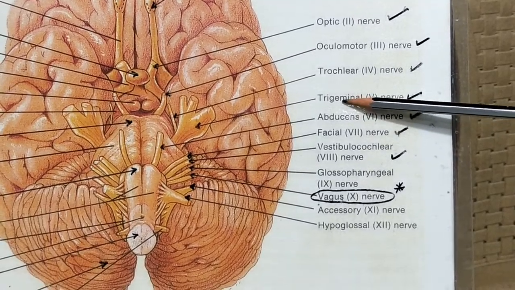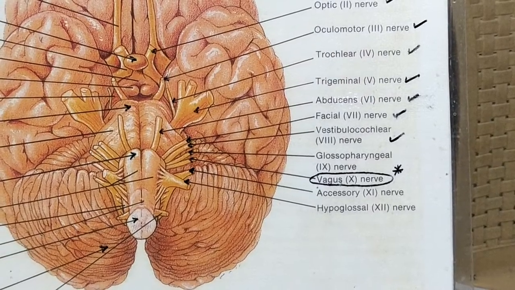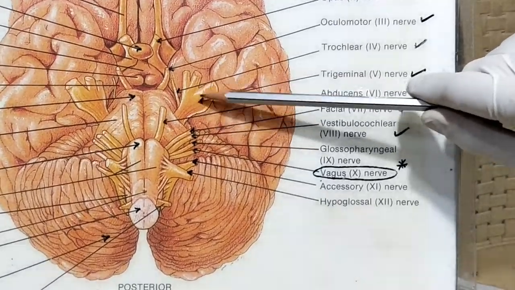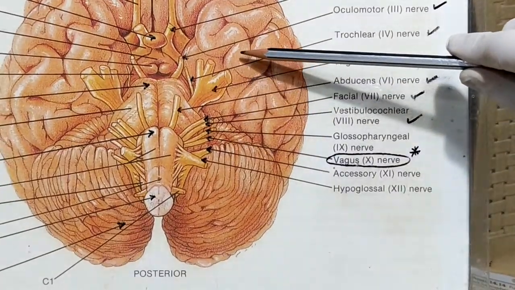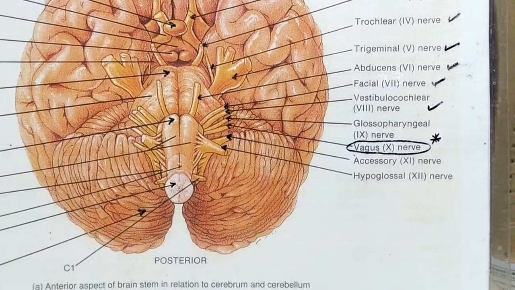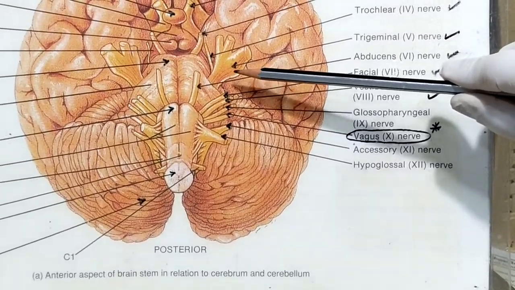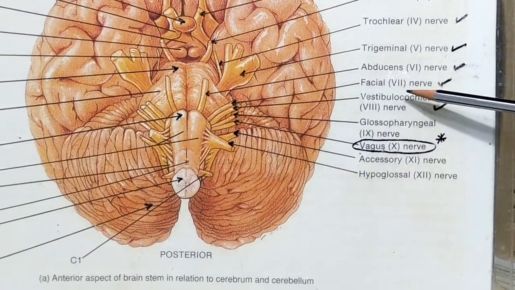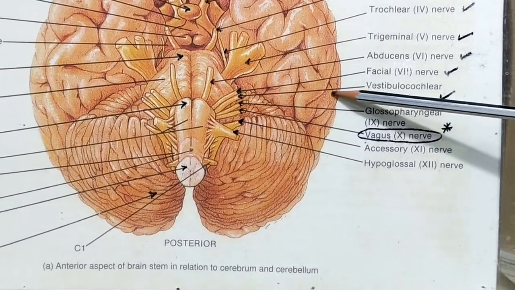Then comes one of the thickest nerves, the trigeminal. This nerve is supplied to the jaws and part of the tongue also. It is a very important nerve from the medical and dentist's point of view, because it supplies the gums also, and the anesthesia which doctors give makes the supply of this nerve numb. Then abducens, one of the shortest nerves, then facial, and then vestibulocochlear, the 8th nerve.